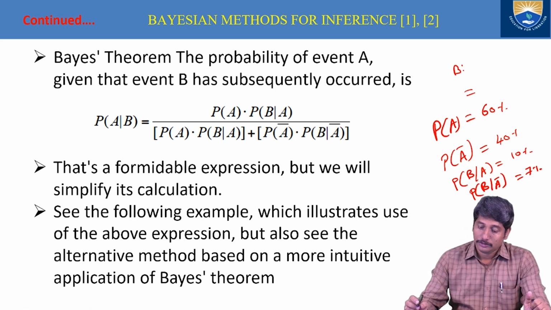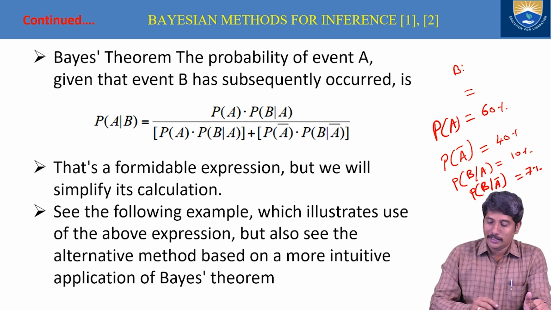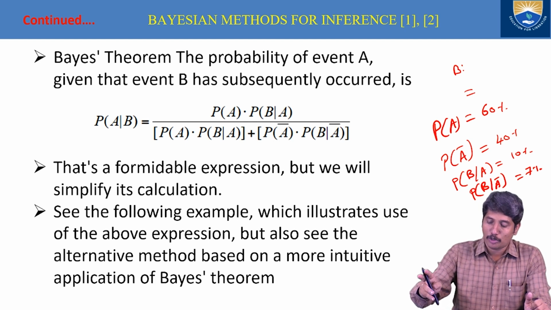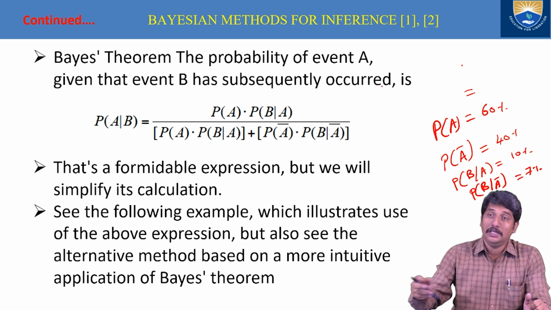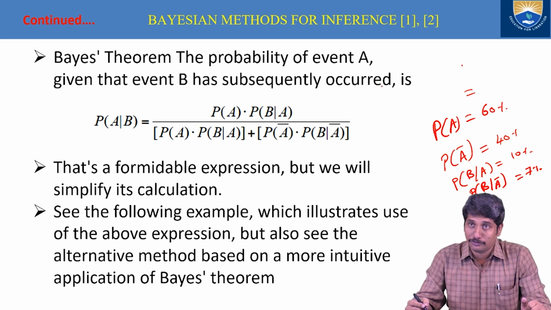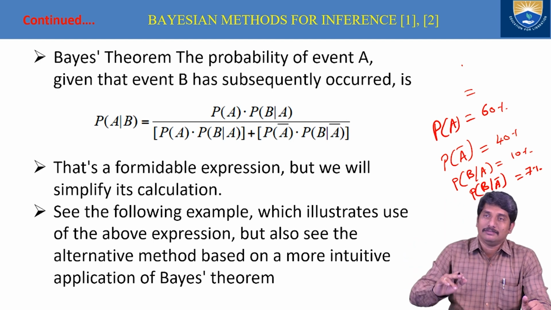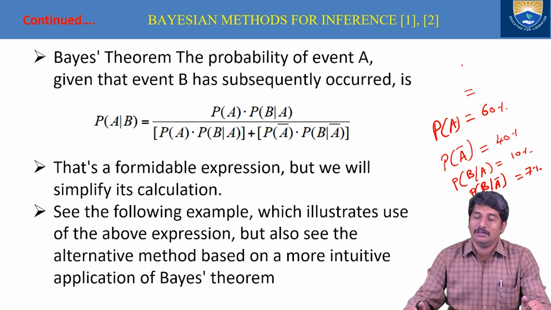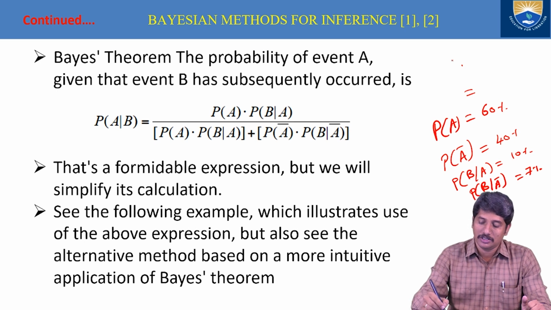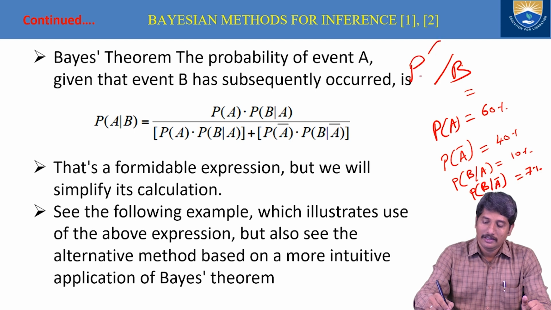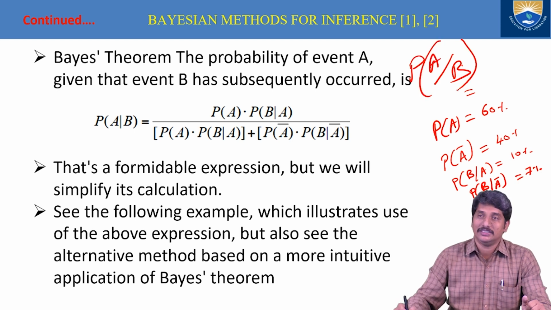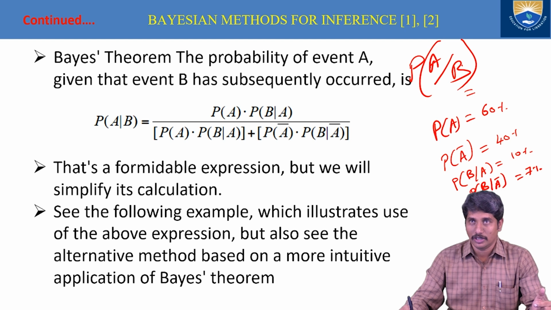Now you want to revise the probability of the winning chances of India, assuming that rain has happened in the next coming semi-final. That is, assuming that rain has already occurred, what is the probability that India will win the match? That is called revision. This is a conditional probability.